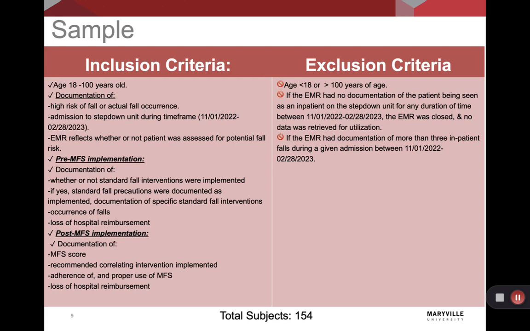Now I will explain the sample for this study. Based on the following inclusion and exclusion criteria, and according to the statistical analysis, this project included 154 total subjects. The inclusion criteria, as you can see, is listed here, as well as the exclusion criteria, which each EMR was assessed for and either included in this project or excluded from this project based off of the criteria.